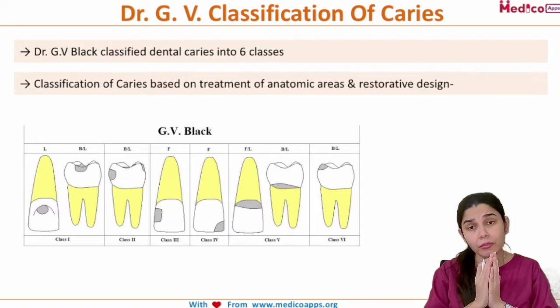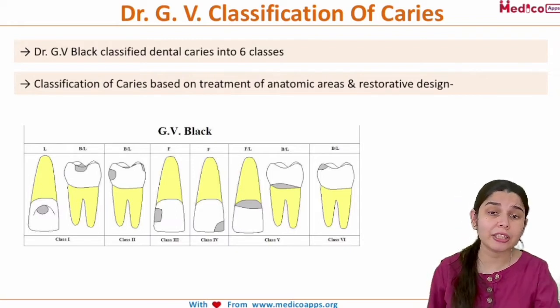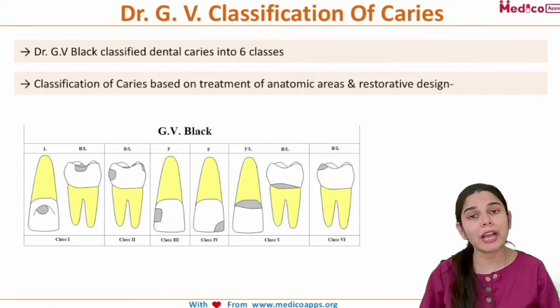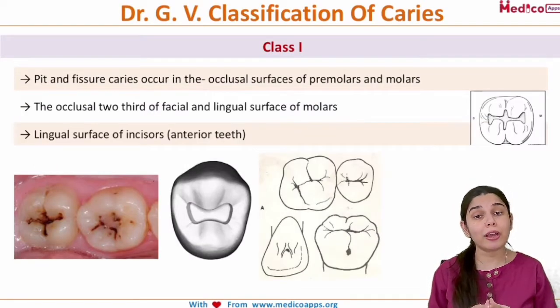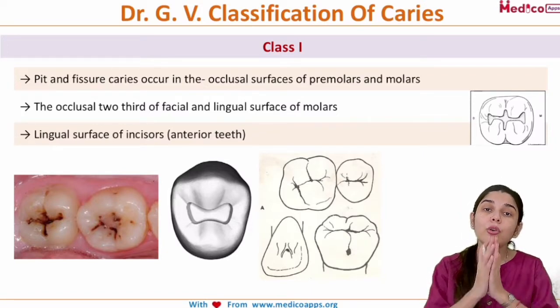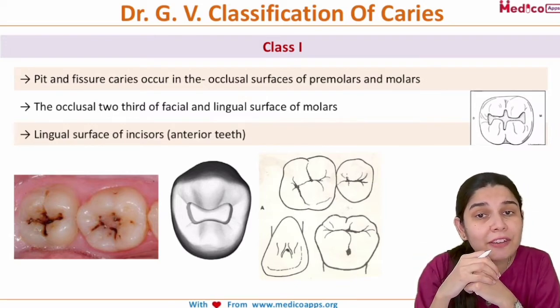So what are those 6 classes which Dr. G.V. Black has classified? We will be understanding one by one all those 6 classes. I'll start by first understanding class 1 of Dr. G.V. Black's classification of dental caries. So what did he say for class 1? Class 1 means pit-and-fissure caries.